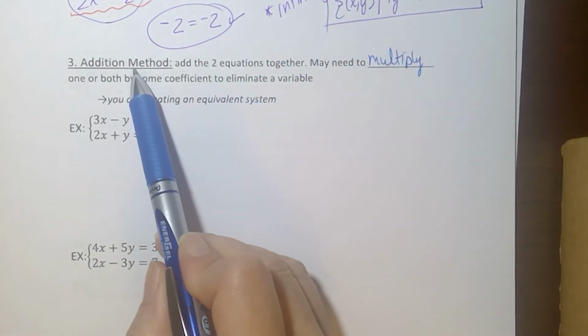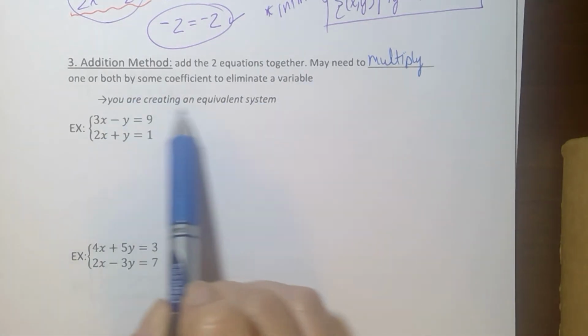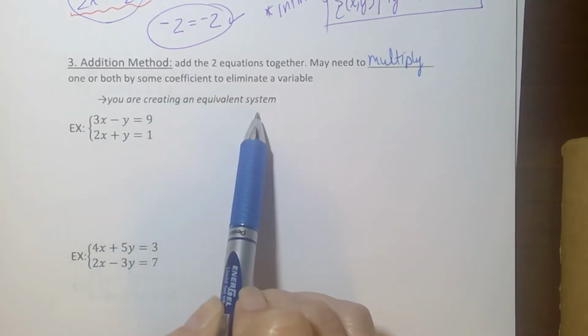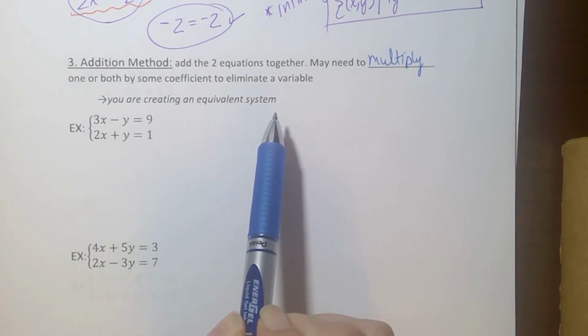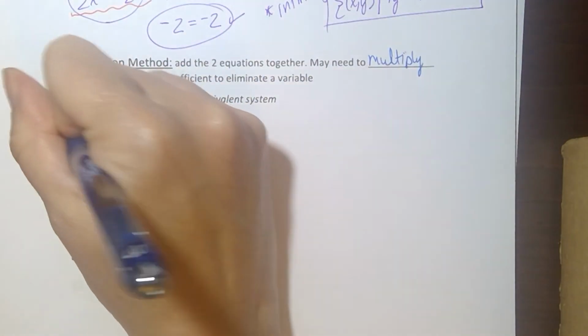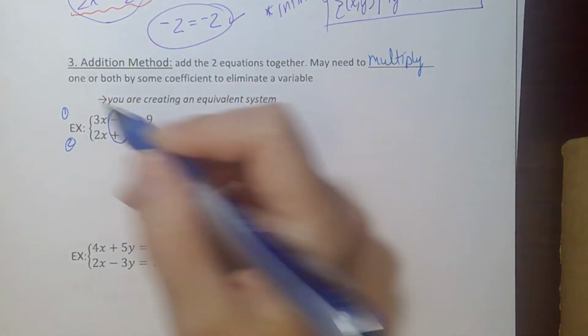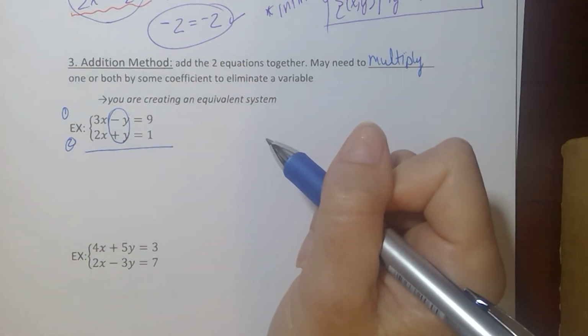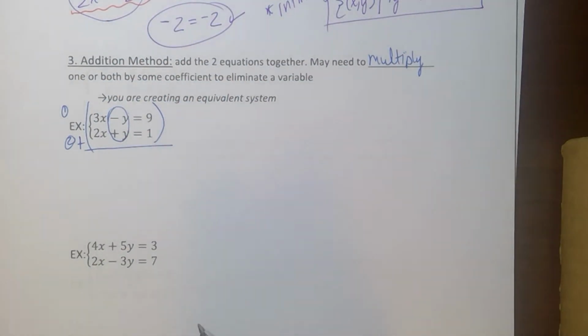When you use the addition method and multiply by a coefficient, you're creating what we call an equivalent system. You are creating one equation or two equations that are equivalent to what you started with. For this first example, I don't have to do any multiplying because those are already opposites. My y's are going to add to 0. So I just add those two equations together.